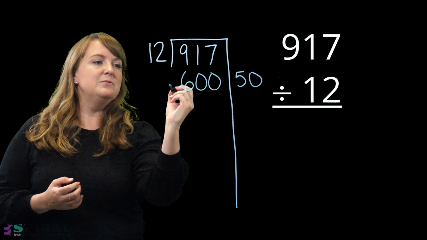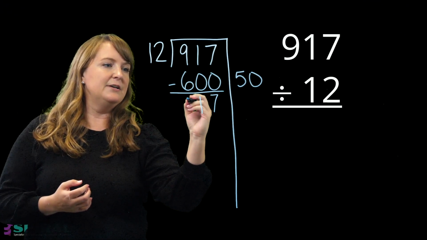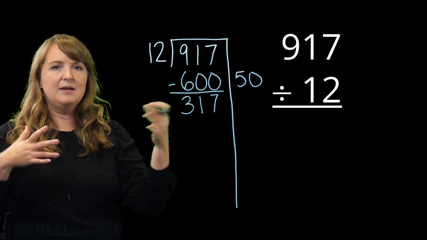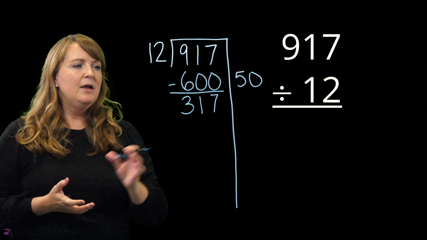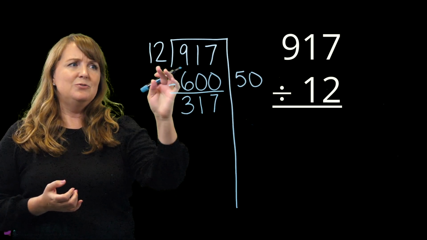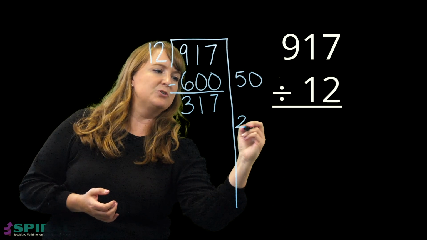So now I'm going to do 917 minus 600, and that gives me remaining 317. So I'm not done yet. I can make more groups of 12 if I have 317. So let's see, 12 times 10 would be 120. 12 times 20 would be 240. That sounds like a really nice partial quotient.